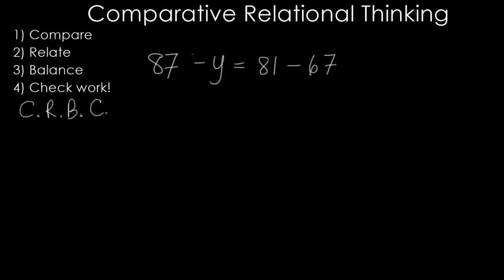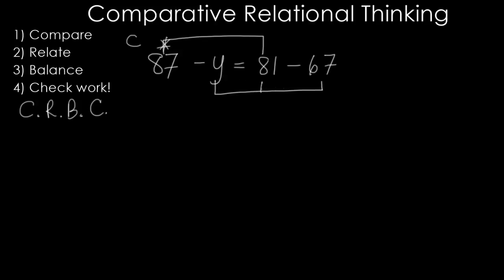Okay, first thing, what do we do? We compare, right? We start with the number on the side with the variable. Now remember, in subtraction, order matters, so 87 must be compared with the 81. Why? Because they're both in front of the subtraction sign, and this y will be compared with this one, okay? So 87 and 81, this is our comparison. Okay, now let's relate those two. How does 81 relate to 87? What do we need to do to 81 to get that to 87?